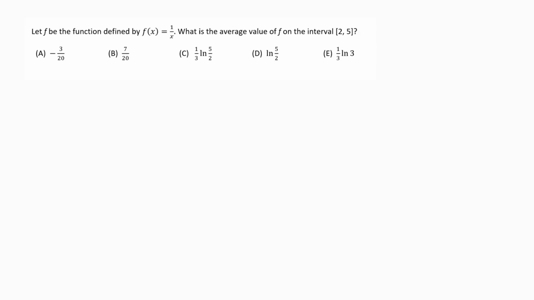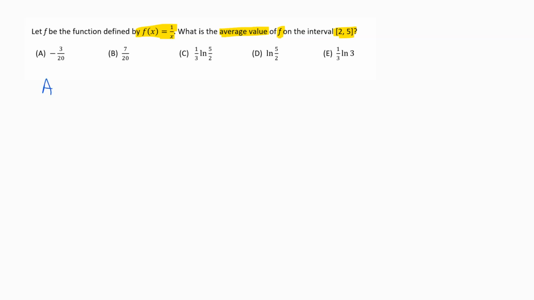This question is starting us off with this function, f of x equals 1 over x, and using that function, it wants us to determine what the average value of f is on this given interval here, 2 to 5.